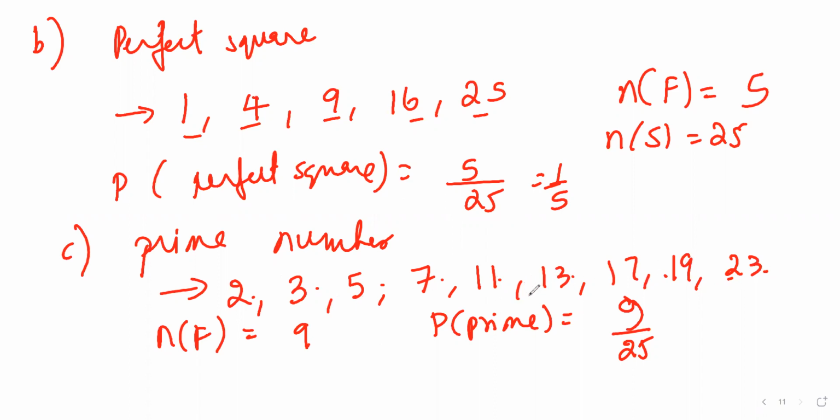You know what a prime number is? Only two factors: 1 and itself. So n of favorable is 9. Probability of prime is 9 over 25, favorable upon total.